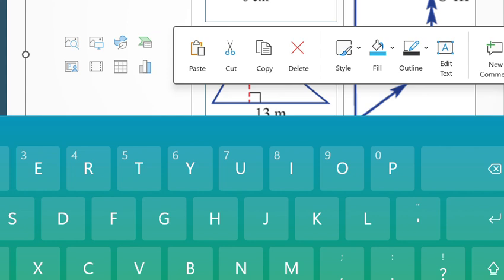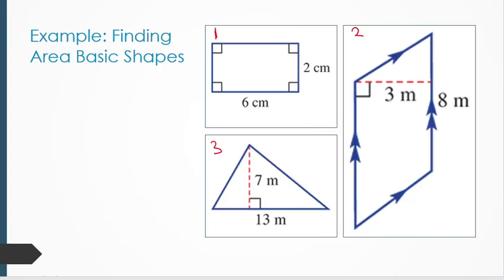Now, I will go through some examples here. I'll just write them out. Just pause the video if you want to copy any of this down. But yeah, let's just go through this.